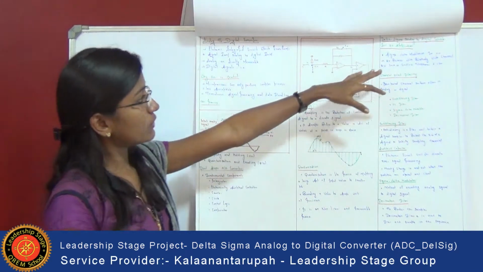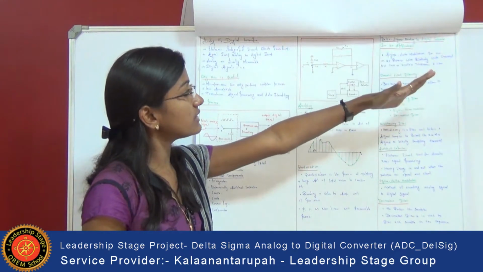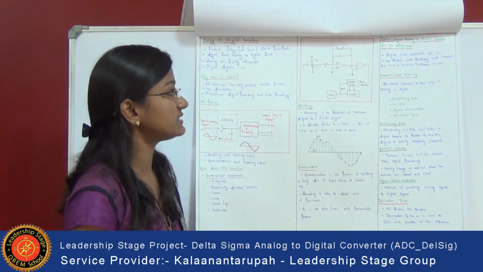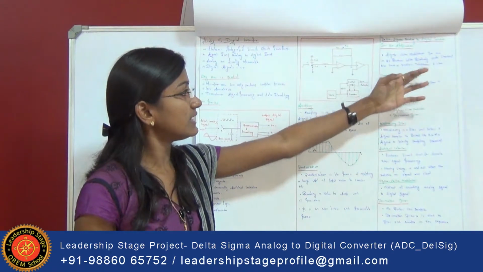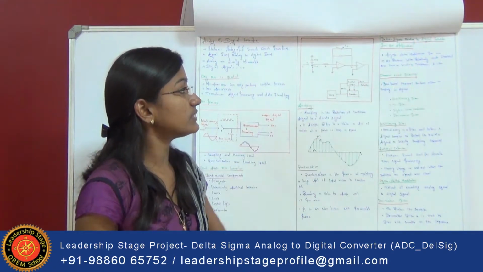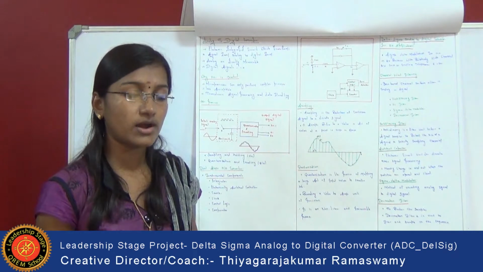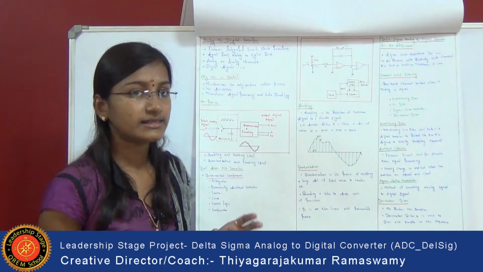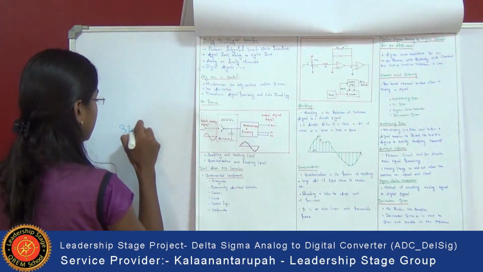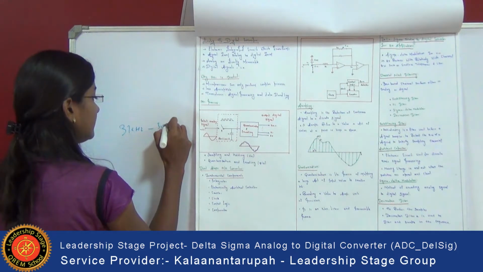Next, we are going to see why the delta sigma analog to digital converter is used for RF applications. Here we are using delta sigma modulation. We are using an RF receiver with relatively wide channel bandwidth for cordless as well as local area networks. The RF frequency ranges from 3 kHz to 300 GHz.